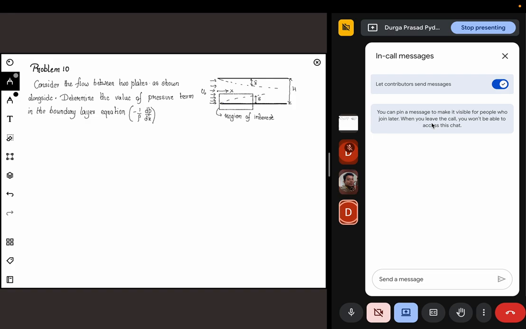Yeah, so in the previous case, when we derived the boundary layer equation for a flat plate, I said dp by dx equal to 0. Now instead of one plate, let's say I have two plates like the one shown here. So what will happen to that particular term?